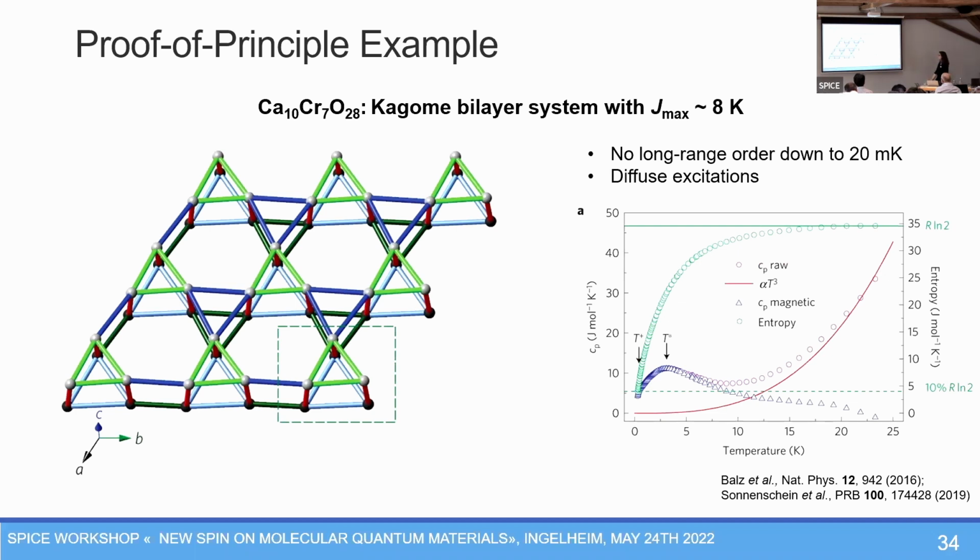Specific heat measurements were done down to lowest temperatures, as well as neutron scattering. Neutrons showed diffuse excitations. Specific heat here shows only very broad features, but no kink-like anomaly or phase transition. And also there was a report of 10% R ln 2 residual low temperature entropy.